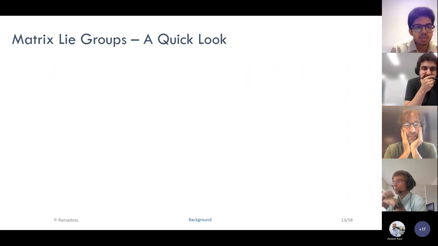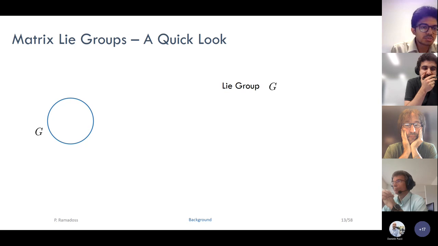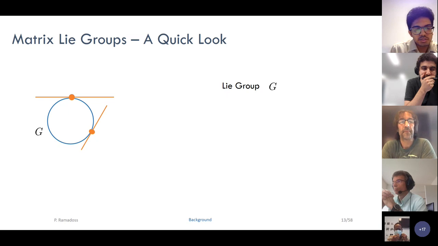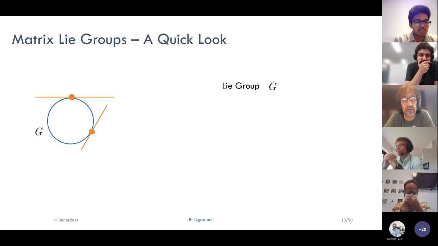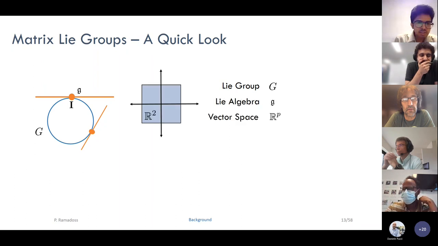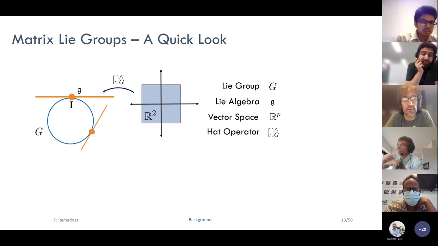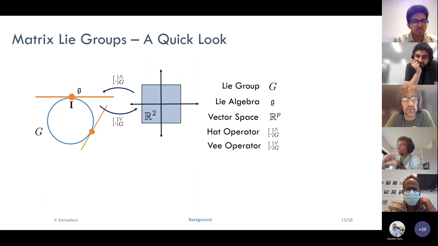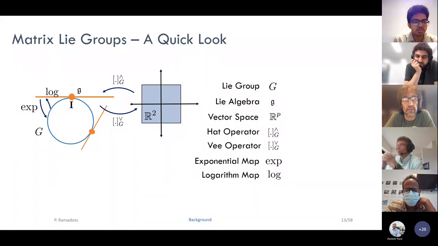So here I give a very quick glance at the important operators of the Lie group. We can start with a Lie group G, which is a smooth object, which means that we can take derivatives at any point on this object. And tangents at this point are generally called tangent spaces, which are linear spaces. Especially, the tangent space at the identity element of the Lie group is called the Lie algebra, denoted by small g. This Lie algebra is associated with a vector space, and we can move back and forth between the vector space and the Lie algebra using hat and vee operators. Similarly, we can move back and forth between the Lie algebra and the Lie group using exponential and logarithmic operators.